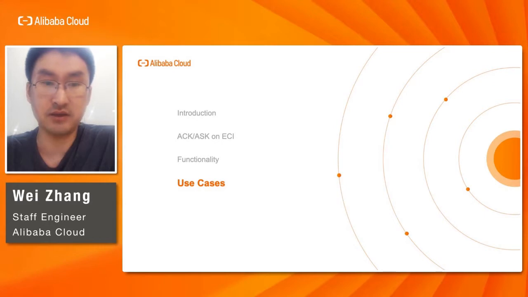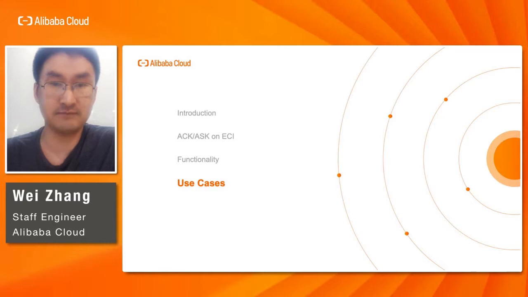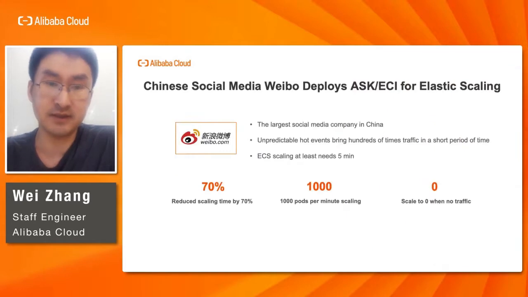Okay, in the final part we see some common use cases of serverless Kubernetes. Weibo is the largest social media company in China. It's just like Twitter in the United States. It could have unpredictable hot events, which bring hundreds of times of traffic in a short period of time.